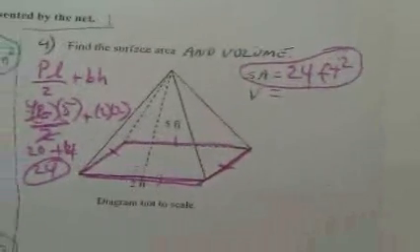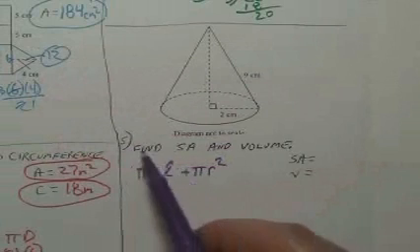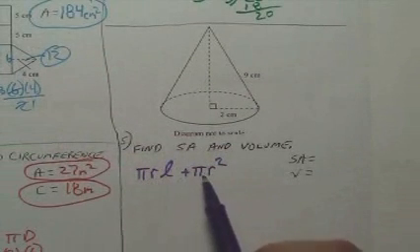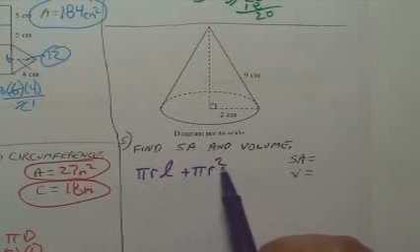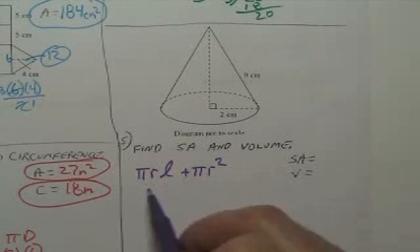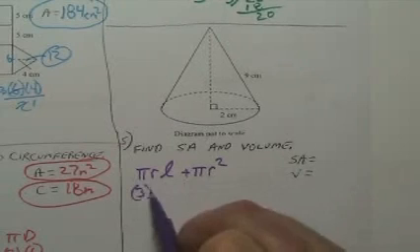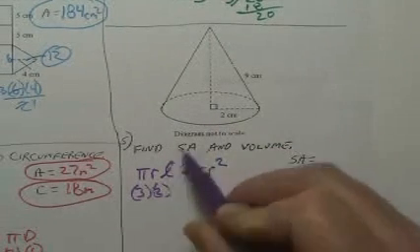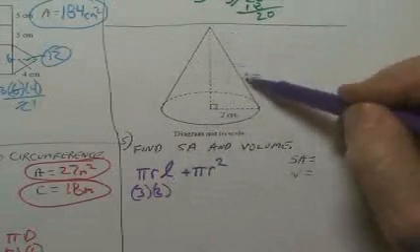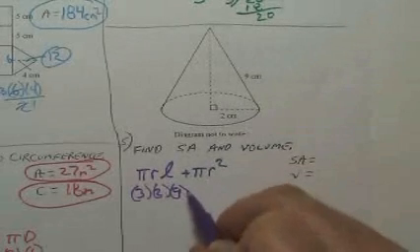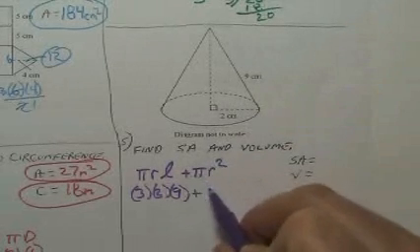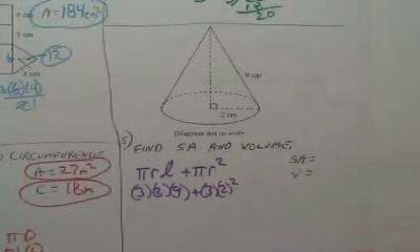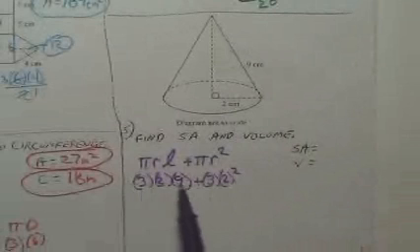Our volume, number 5, find the surface area and volume of a cone. The surface area, here's the formula for that, pi r L plus pi r squared. Let's plug the numbers in there. 3 for pi. Radius is 2. The slant height is 9. Pi is 3, radius again is 2, so that's 2 squared.